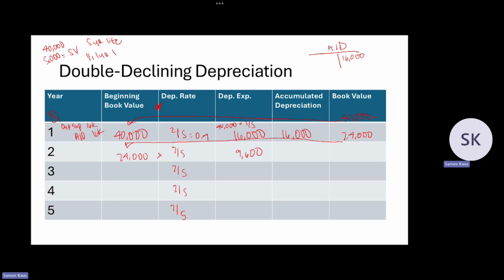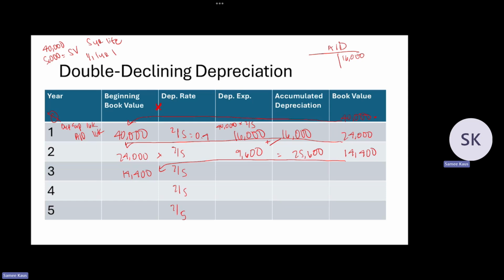Wait a second, my depreciation is going down every year? Yeah, it is, because I'm saying I'm using it more, decreasing the usefulness early on in the life. So what does my accumulated depreciation equal? Well, it equals 16,000 plus 9,600, a total of 25,600. So my net book value is now 14,400. Pull that over.